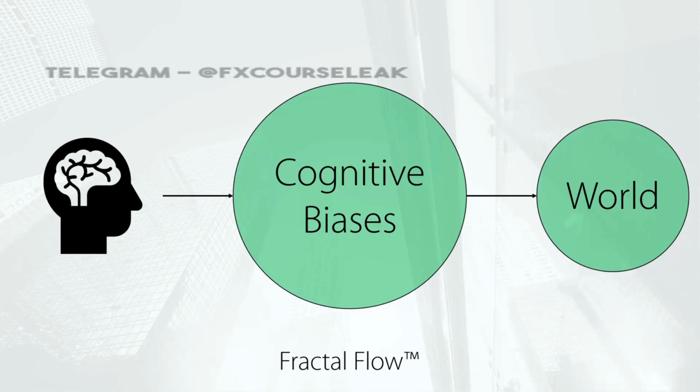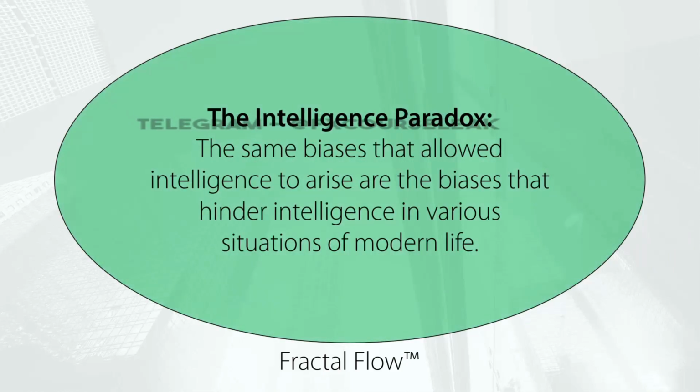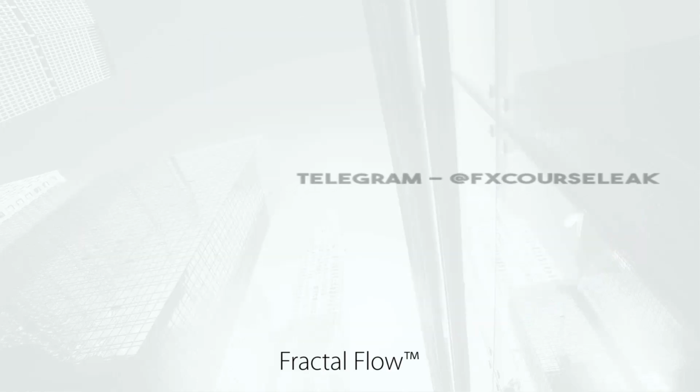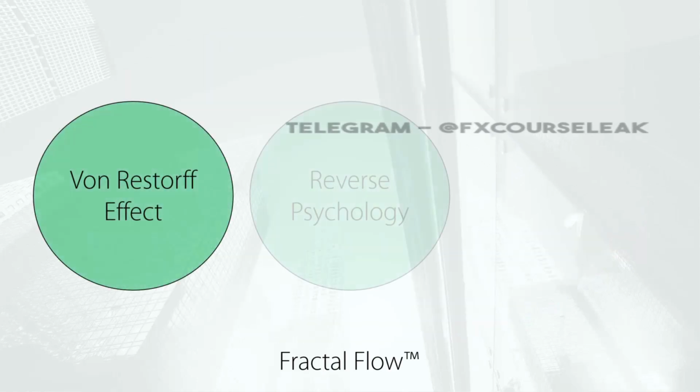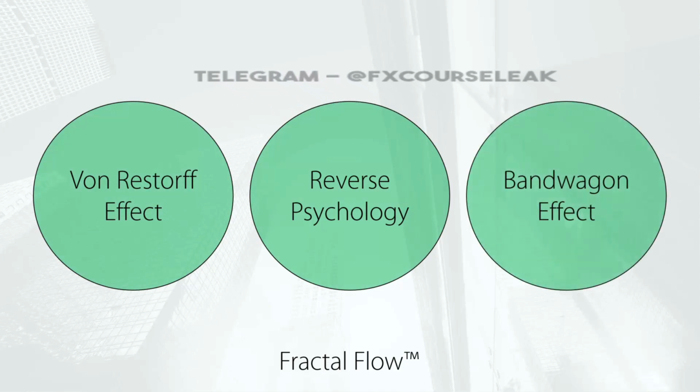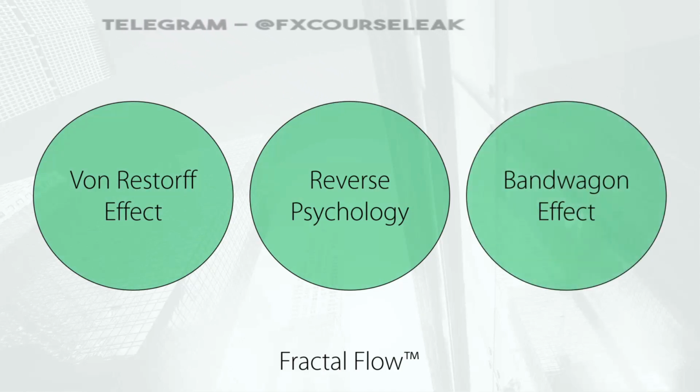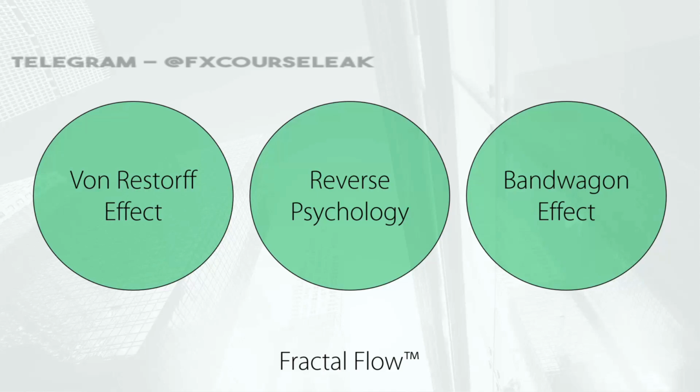One of the ramifications of this is called the intelligence paradox, because the same biases that enabled human beings to survive and develop complex societies and intelligence are the same biases that hinder this intelligence, due to this discrepancy between how fast society evolves and how fast biological evolution shapes our nature. Without getting too deep about the origins and developments of the cognitive biases, for the purposes of this course we should focus on three main cognitive biases. The first one is called von Restorff effect, the second one is called reverse psychology, and the third is called bandwagon effect. These are the three cognitive biases that market makers take advantage of in various types of situations.